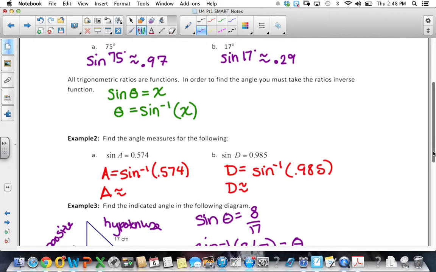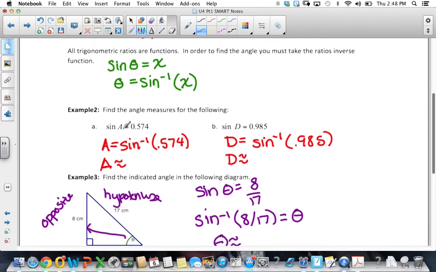So let's go ahead and do one. So we know the ratio of the opposite over the hypotenuse is 0.574. So now we're going to use sine inverse to actually find the angle. So you would use second sine and type in 0.574, just like we did with tangent, and you would come up with the degree measure. So to the nearest degree, it would be approximately 35 degrees. So remember, inverse to find the angle, and make sure you add the degree. For D, same thing, sine inverse of 0.985, and to the nearest degree would be 80 degrees.